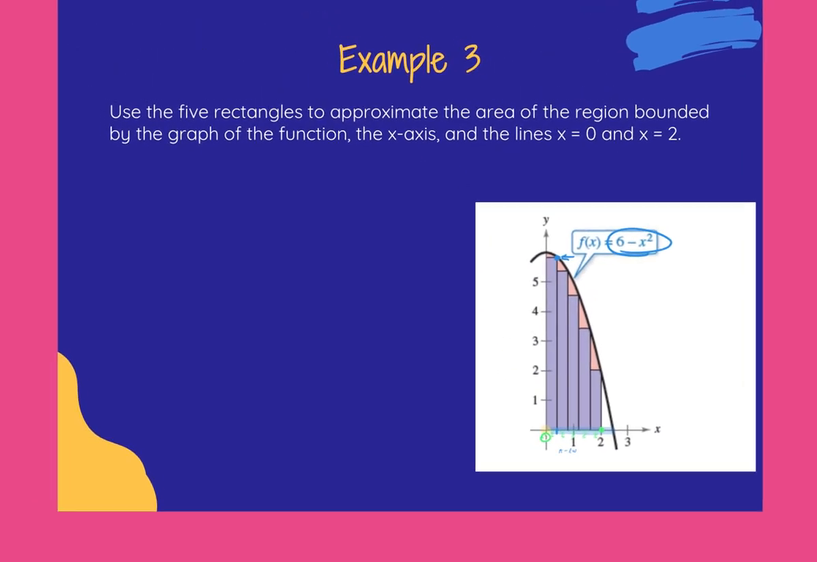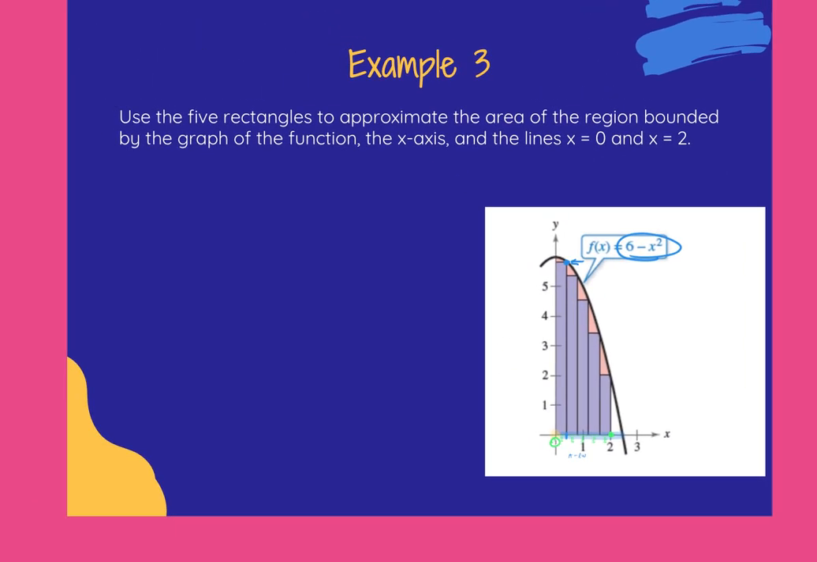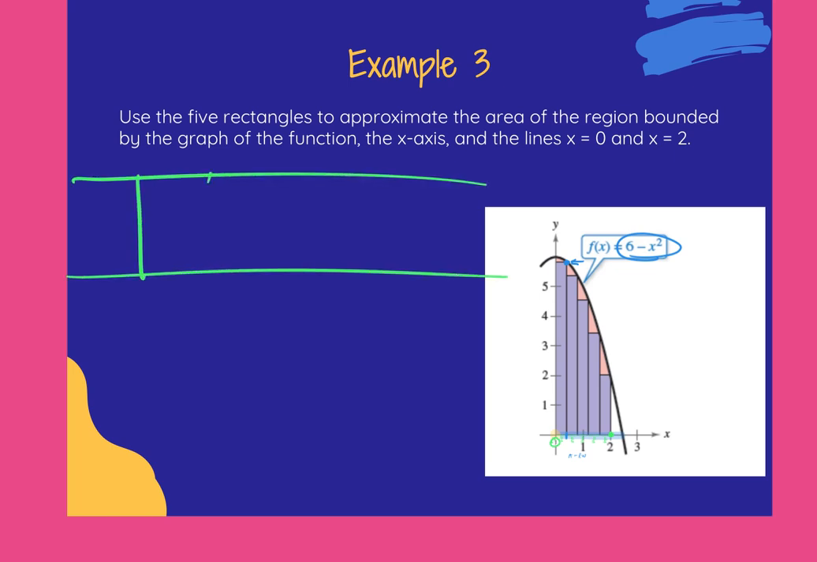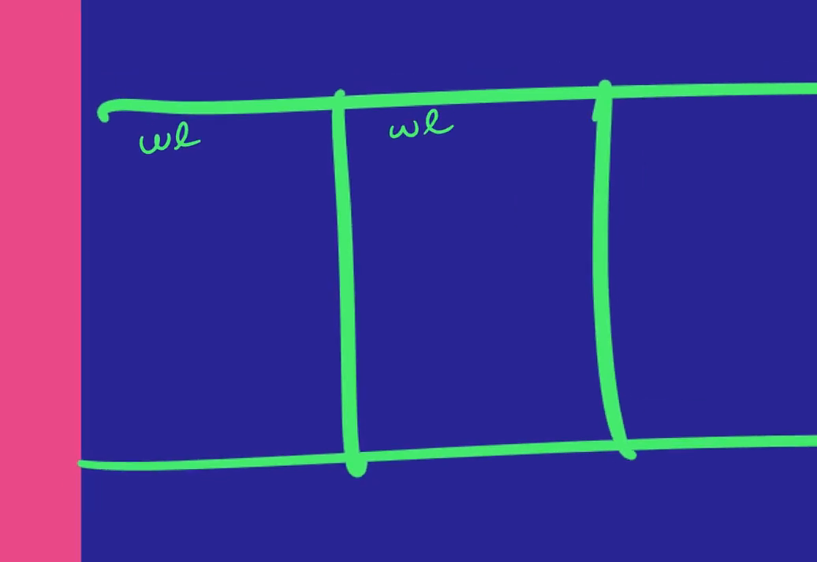So each individual rectangle, I like to separate it out. You don't have to do this, but I literally separated it into 5: 1, 2, 3, 4, 5. So I knew which one was which, and then I'm going to add them all together at the end. So my first rectangle has a width of 2/5. Well, they all have a width of 2/5, right? So let me do width times length so I'm consistent. Width times length, width times length. All of these have a width of 2/5.